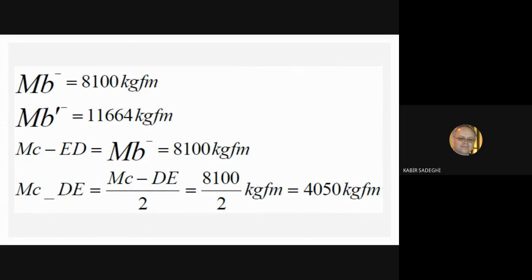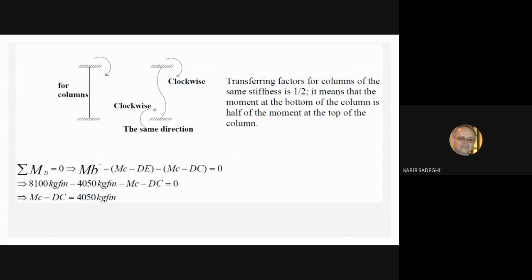Let's talk about why it is 1/2, what happened, etc. For columns, as you see, if one column is under the moment, the deformed shape of the column has a double curvature form. When you have double curvature, it means the moment is clockwise here. No, that's clockwise as well, sorry. This clockwise as well. Both of them have the same value. You have double curvature, therefore half of that comes to the other side.